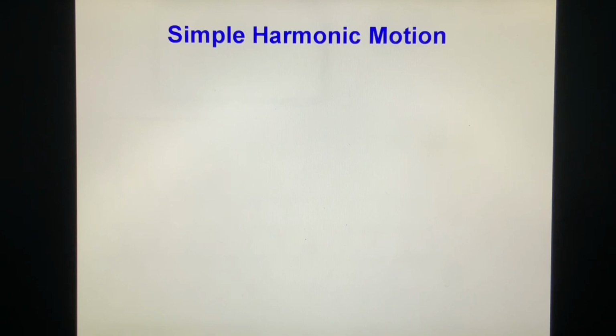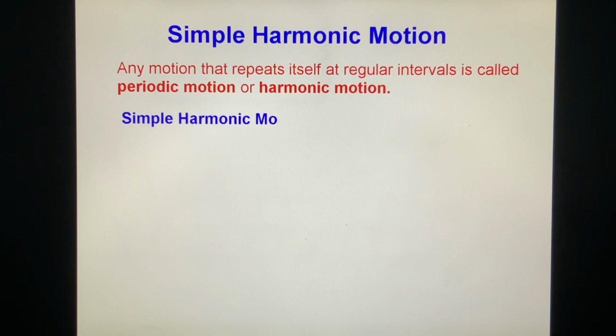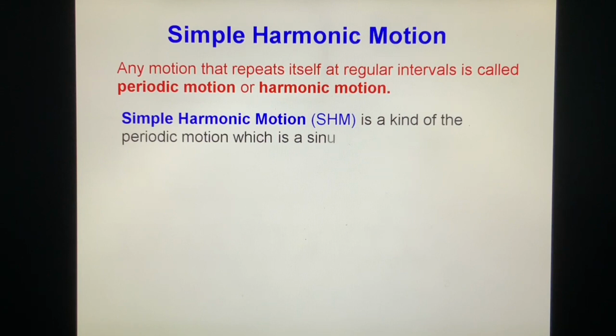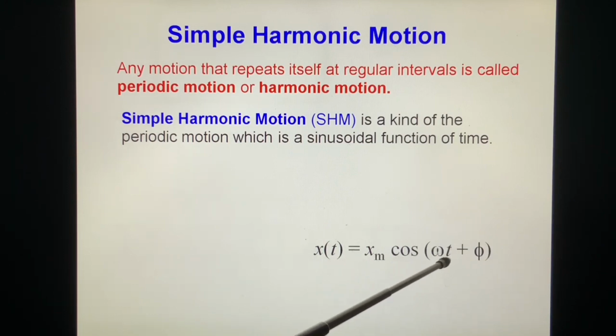Simple harmonic motion. Any motion that repeats itself at regular intervals is called periodic motion or harmonic motion. Simple harmonic motion, SHM, is a kind of periodic motion which is a sinusoidal function of time. x at time t equals xm cosine omega t plus phi. This is sinusoidal. Sine is okay too.